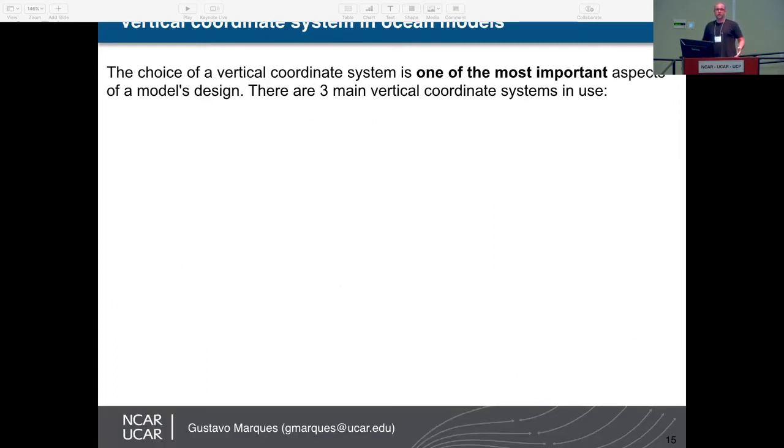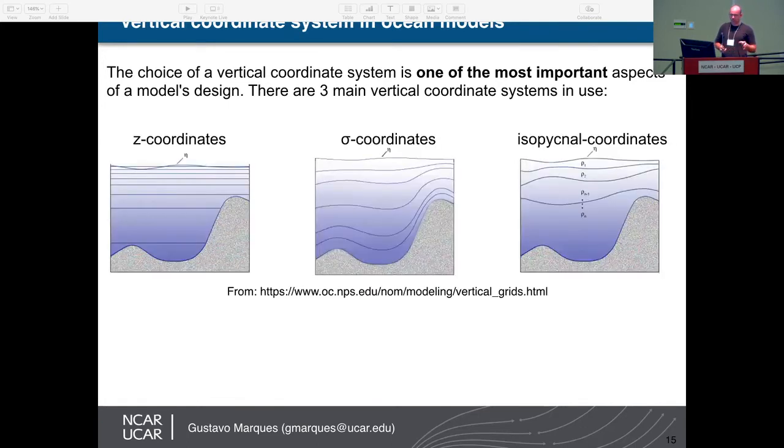The choice of vertical coordinate systems in the ocean model. So this is a very important topic of research, and when you're designing the ocean model, your choice of vertical coordinate system makes a huge difference. And I'm going to list 3 different coordinate systems that are used.